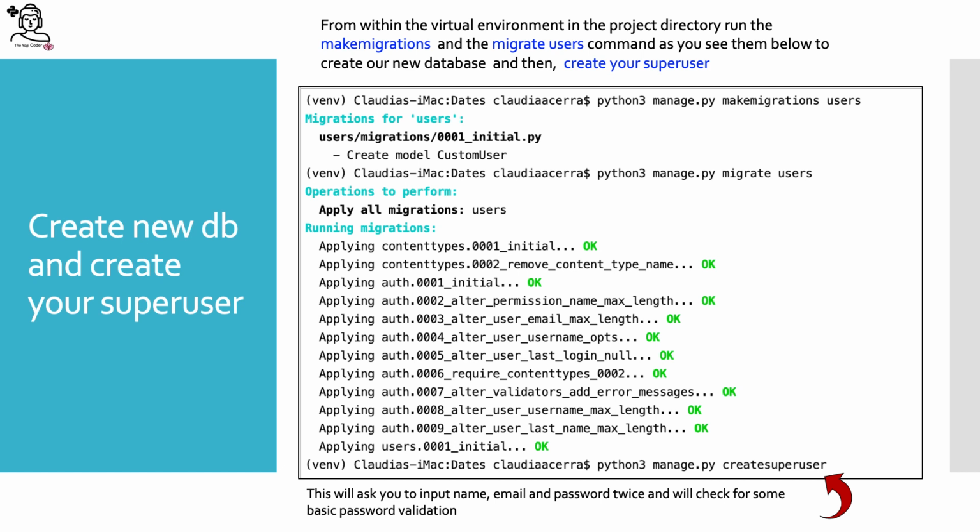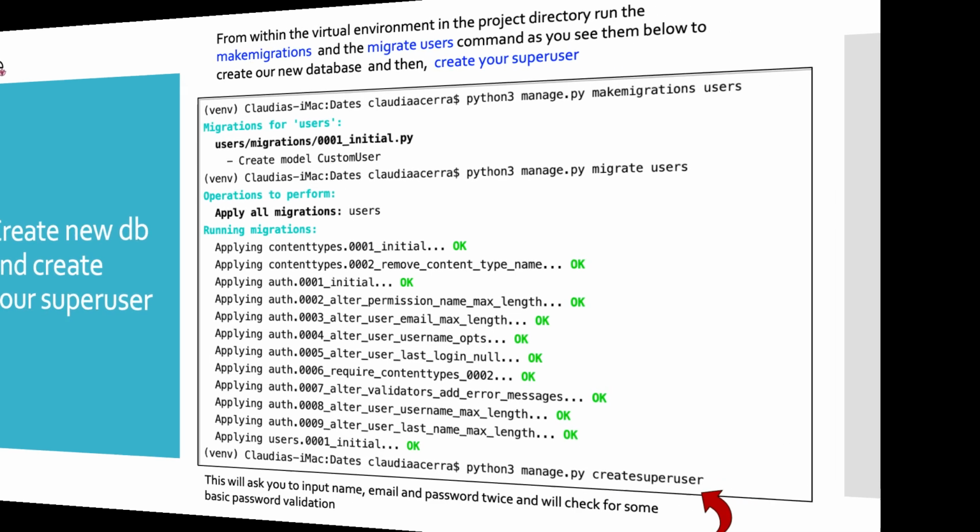And finally, we can create our superuser. python3 manage.py createsuperuser. It'll ask you twice to put in the password. It'll ask you for your name. It'll ask you for your email. And it goes through some basic validation checking that you are able to bypass when you create the admin user.